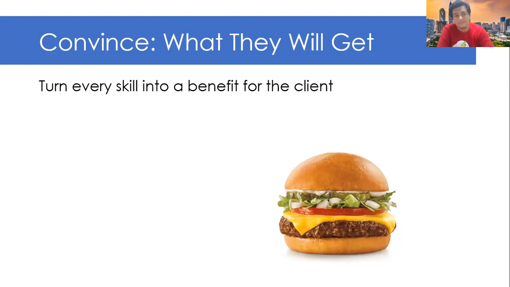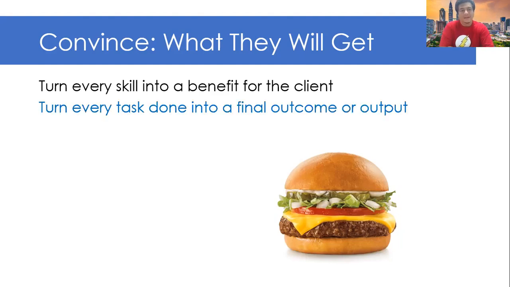So what do we do in convince? Every skill that you have, you say, I can do this, I can do this, I can do this. Translate that into a benefit. What will the client get? Every task you have done, turn it into a final outcome or an output. So this is similar in the inform. But here, tell them what they will get. When we train your people, they will be able to do this.